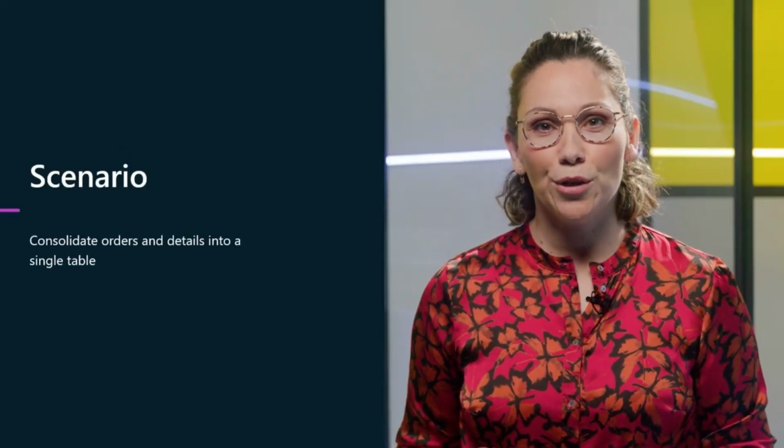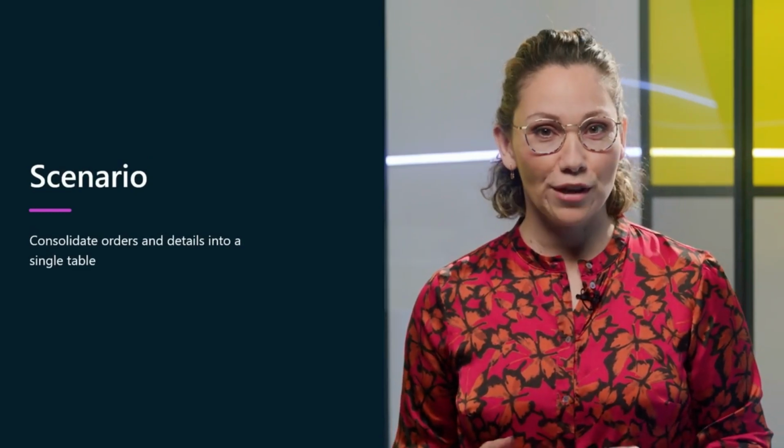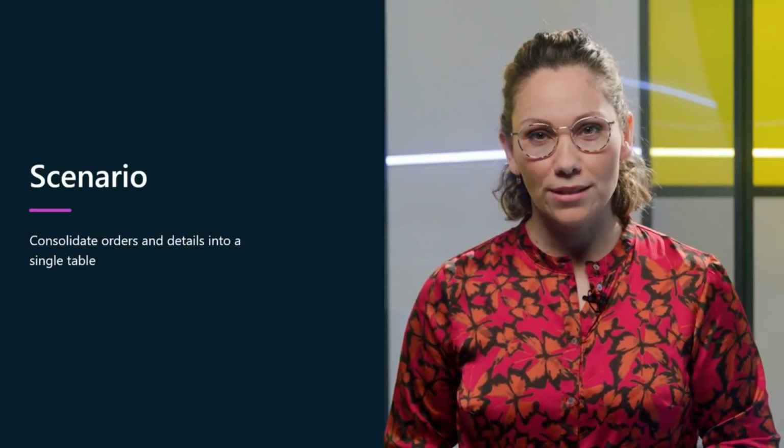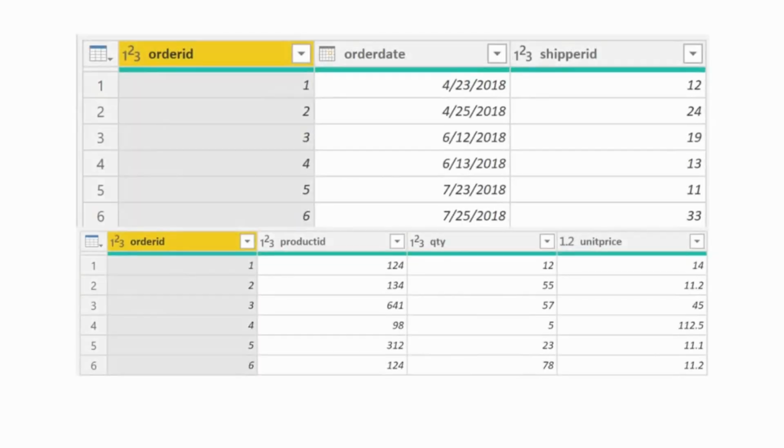Consider a scenario where you are working in the sales department of AdventureWorks, a multinational bicycle store, and you have been given a task by your manager, Adi O'Quinn, to consolidate orders and their corresponding details, currently in 2 tables, into a single table. There is a typical foreign key relationship between the order and order details tables, which is order ID.